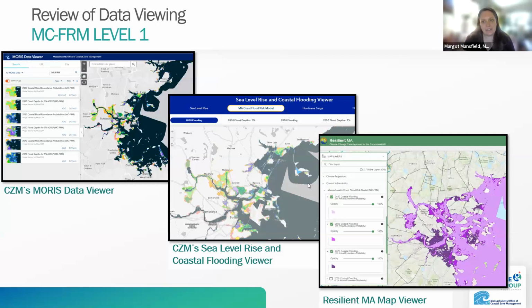All right, so the purpose here is just to take a few minutes to remind you of the various interactive viewers the state has produced to provide access to the MC-FRM outputs. These are CZM's Morris data viewer, CZM's sea level rise and coastal flooding viewer, which we use in the exercise today, and the resilient MA map viewer. All three showcase level 1 MC-FRM layers. These multiple viewers were created to support different types of access needs.